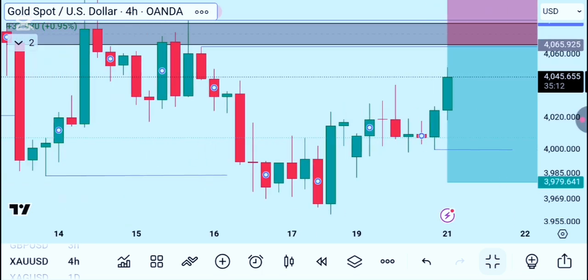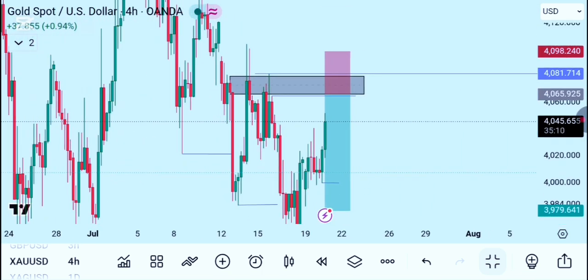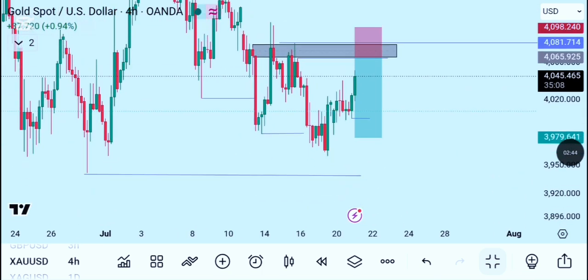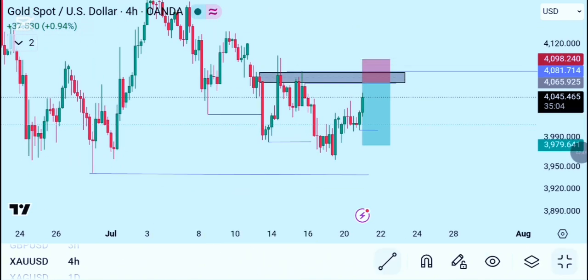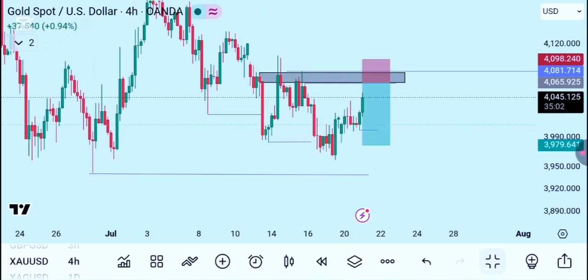So we're going to jump to the 4 hour time frame and see what the market is saying. On our 4 hour time frame, you can clearly see that price is still in a downtrend after giving us these internal structures of lower lows and lower highs.